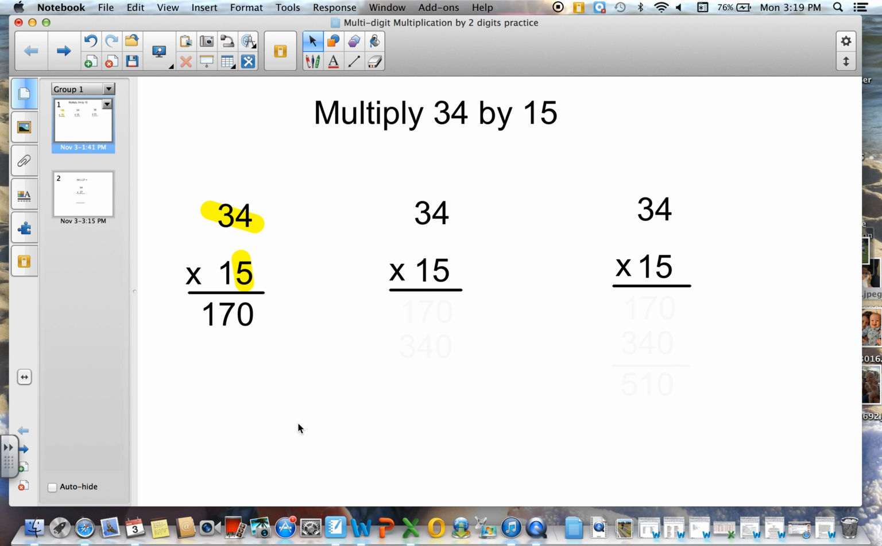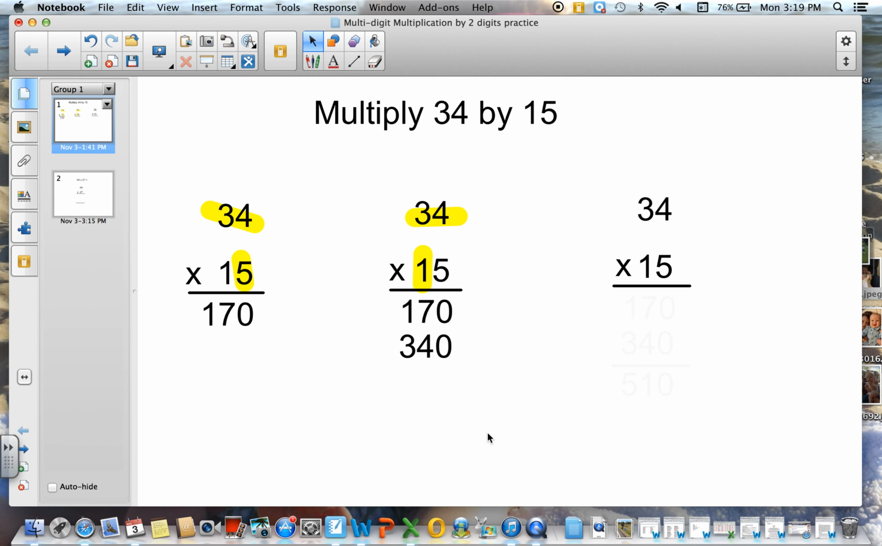So now we've done 34 times 5. And this time we're going to focus on 34 times that 1, which the value of that 1 is actually a 10. So here we already have our 170 from the first time, right? 34 times 5 is 170. Now we're going to do 34 times 10, and that is going to equal 340. And we're just going to put it right underneath the 170 that we already did.